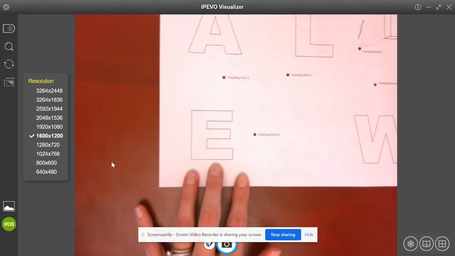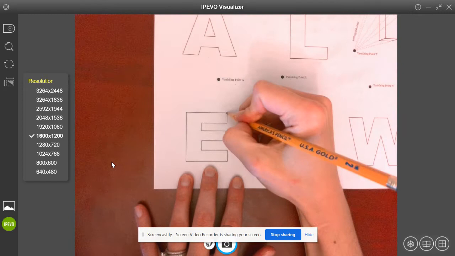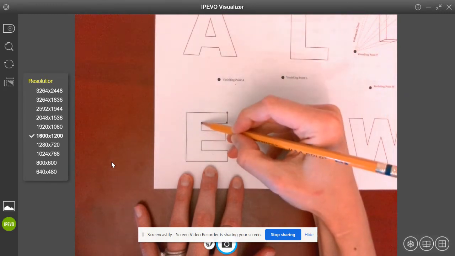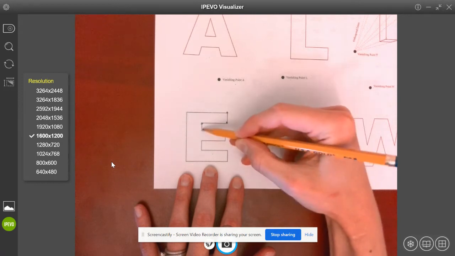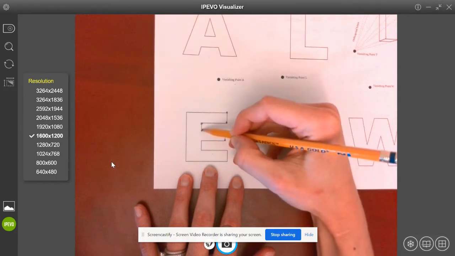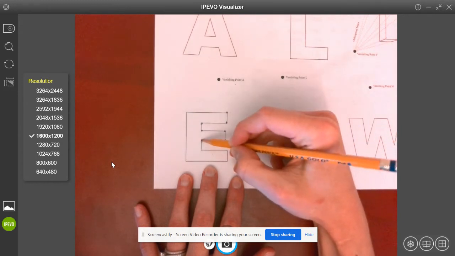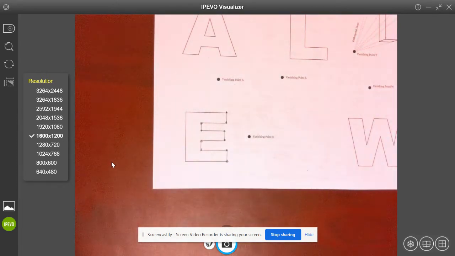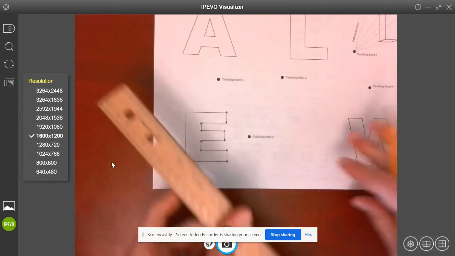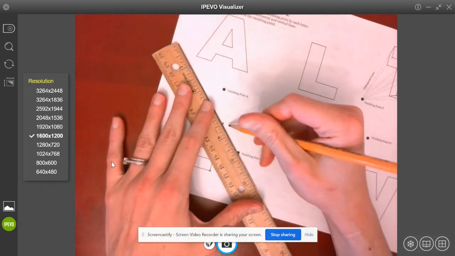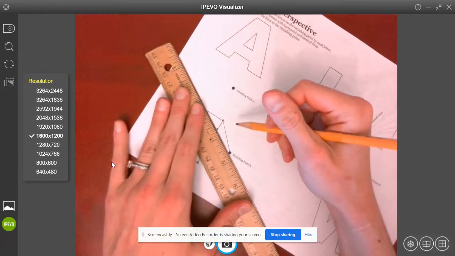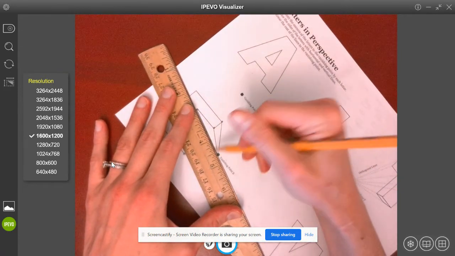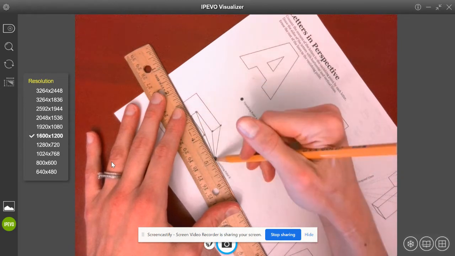I'm trying to zoom in a little bit. All right, so what I'm going to do is, you don't have to do this, but it makes it easier for some students. I'm going to put like a little dot on the points that are closest, and I could put one here, but I think it's just going to cross in the letter. All right, so all of these points are closest to that vanishing point. So now what I'm going to do is I'm going to take my ruler, and I'm going to make sure I'm on vanishing point E, and I'm going to connect those dots to my vanishing point.